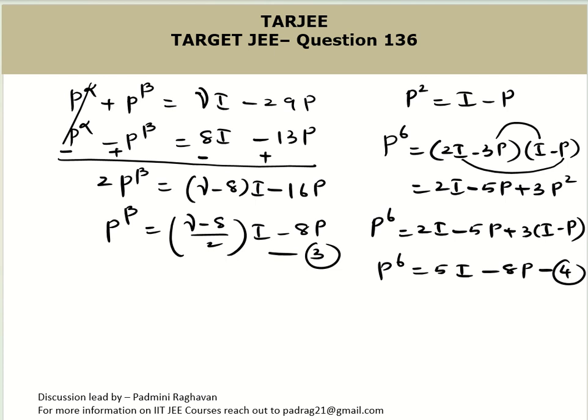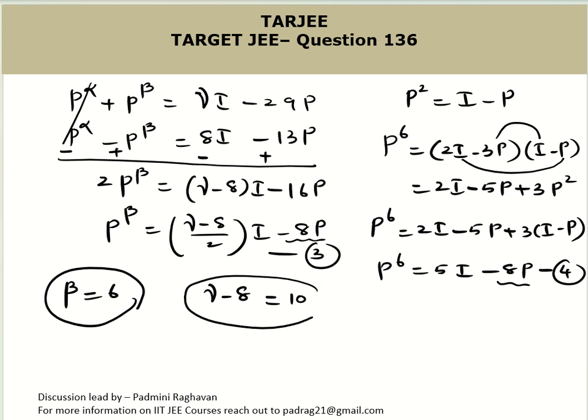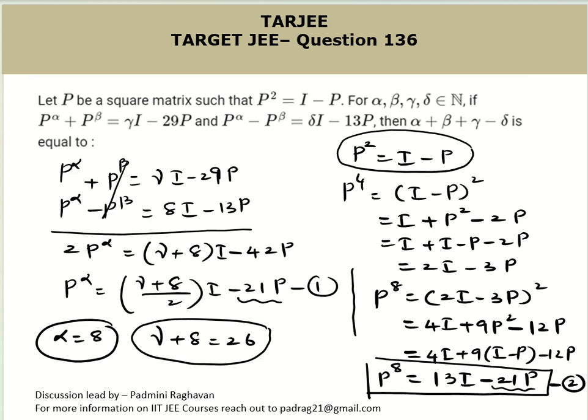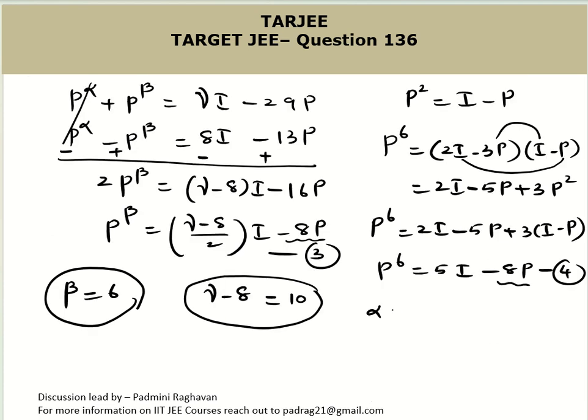Compare equation number 3 and equation number 4. You can see a minus 8P here and a minus 8P here. That means the left-hand sides should be equal. That gives me beta is equal to 6 and (gamma minus delta) by 2 is equal to 5. So gamma minus delta is equal to 10. We already got the values of alpha and gamma plus delta. Alpha is equal to 8 and gamma plus delta is equal to 26.